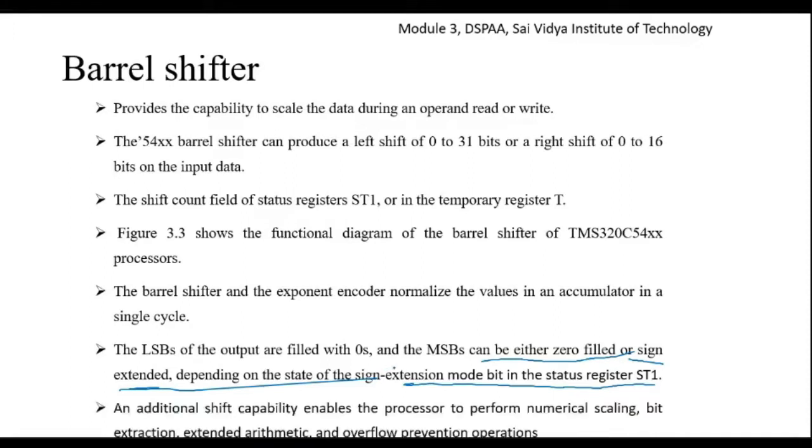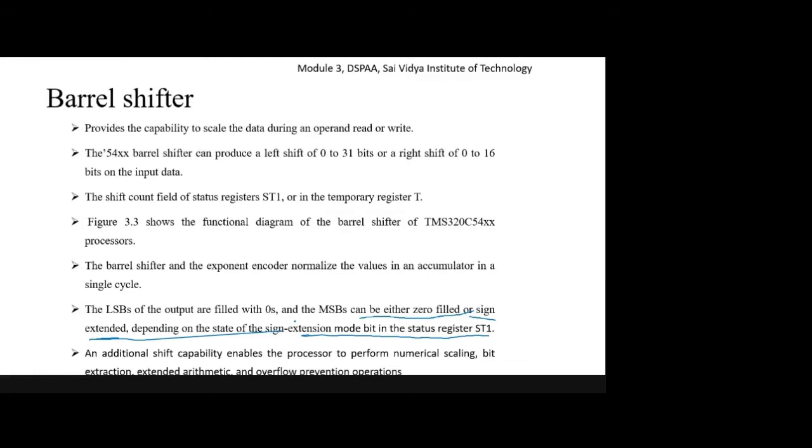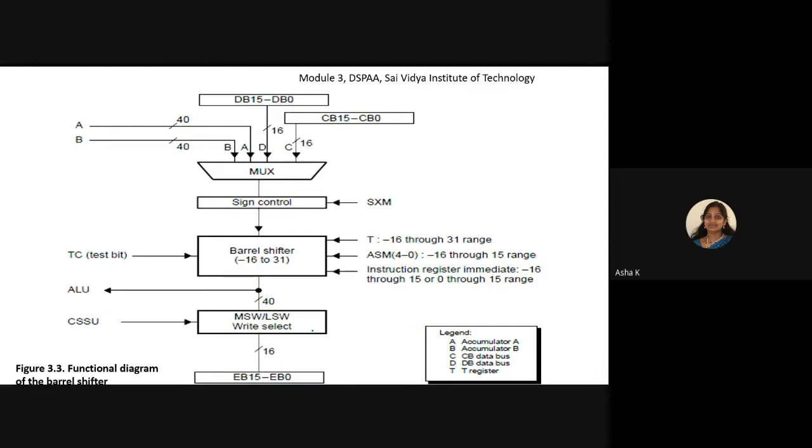An additional shift capability enables the processor to perform numerical scaling, bit extraction, extended arithmetic, and also overflow prevention operation. So these are the additional shift capabilities of the processor, TMS320C54XX processor. The functional diagram of barrel shifter consists of ABCD.